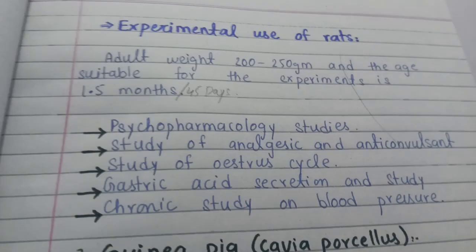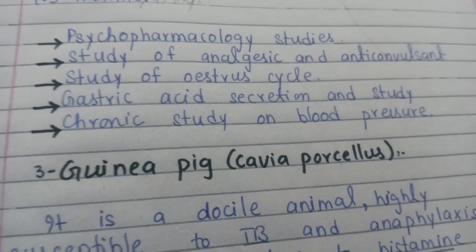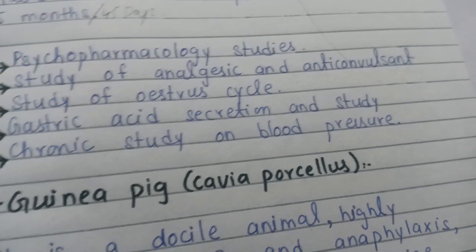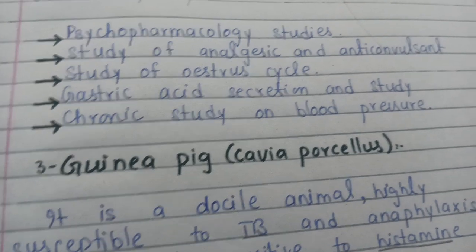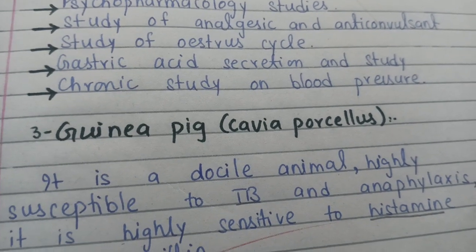Next thing, you have to learn about their average weight and their age. We can do psychology studies on them, analgesic or anticonvulsant studies. We can study the oestrous cycle, gastric acid secretions, and the chronic study on the blood pressure.